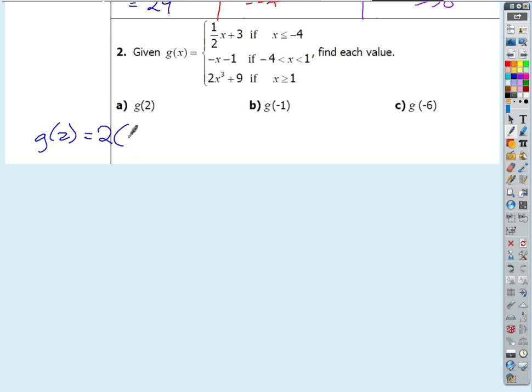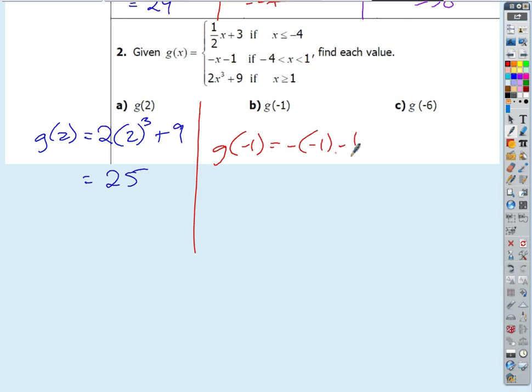So that's going to be 2 times x, which is 2 cubed, plus 9. What's 2 cubed? 8. 8 times 2 is 16, plus 9 is 25. Okay, right? What about -1? -1 is the middle one, and it's 0. So we're going to get g of -1 equals -1 minus 1, so that's -1 plus 1, which is 0. Good. And then, what about -6?